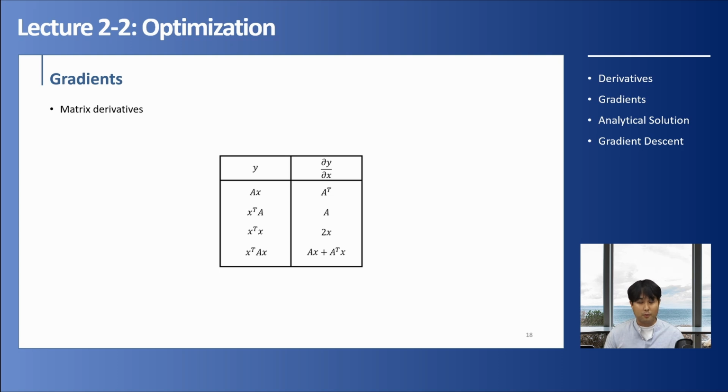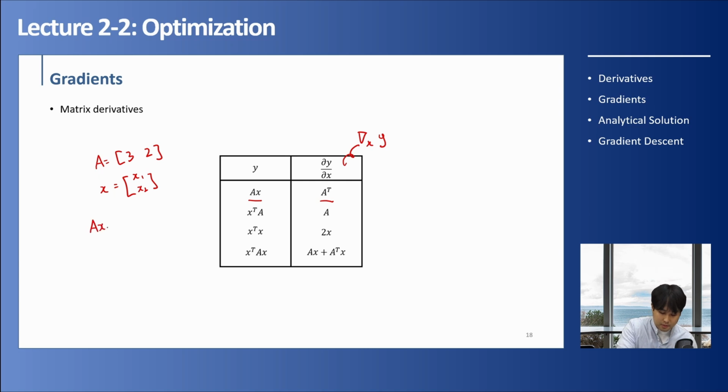Alright, so here's a table that we can refer to when we're looking at the derivatives of matrices. Now again, this is our gradient. And if we solve for the gradient of Ax, we end up with A transpose. Now if we assume that A is equal to 3, 2, and x is x1, x2, Ax becomes 3x1 plus 2x2. And if we solve for the partial derivatives in each case, we end up with 3, 2, which is essentially equal to A transpose.